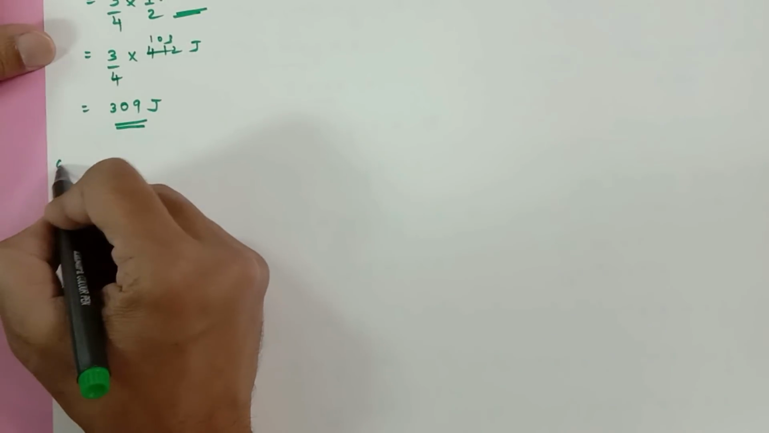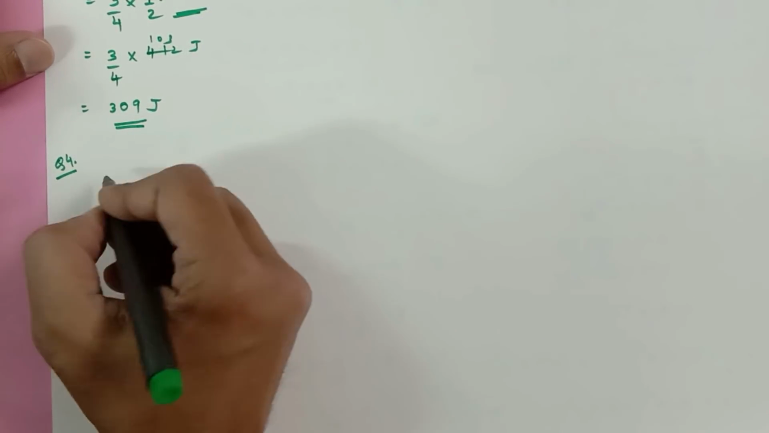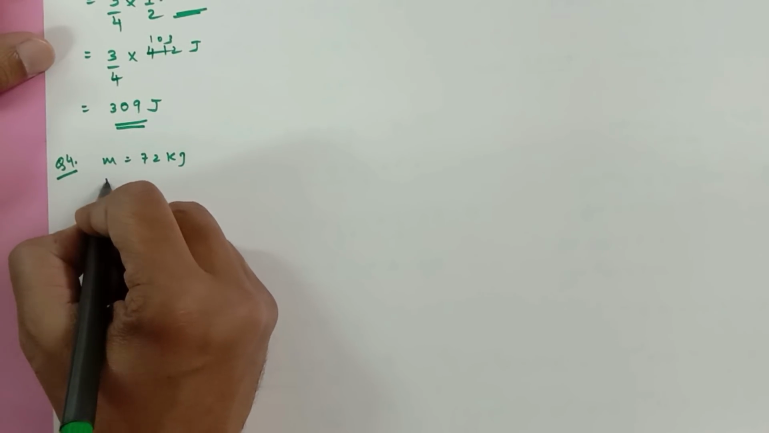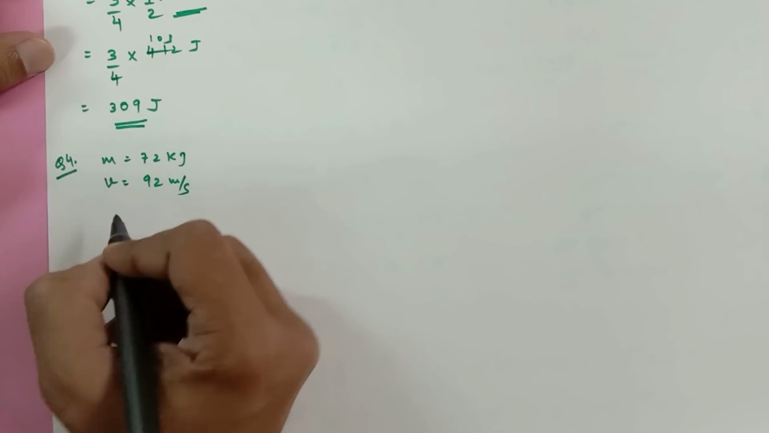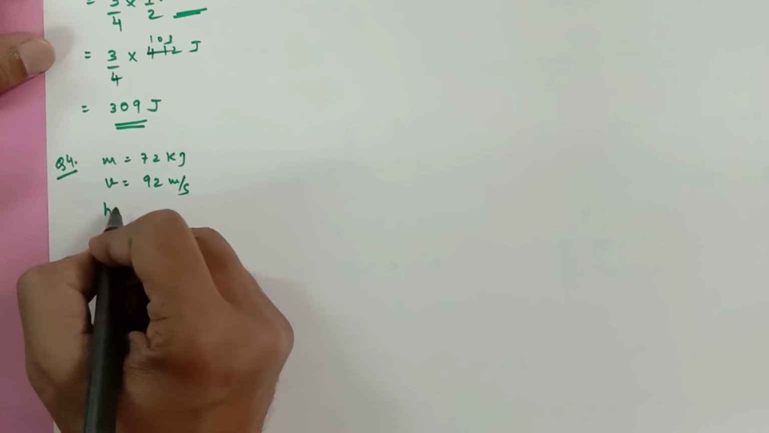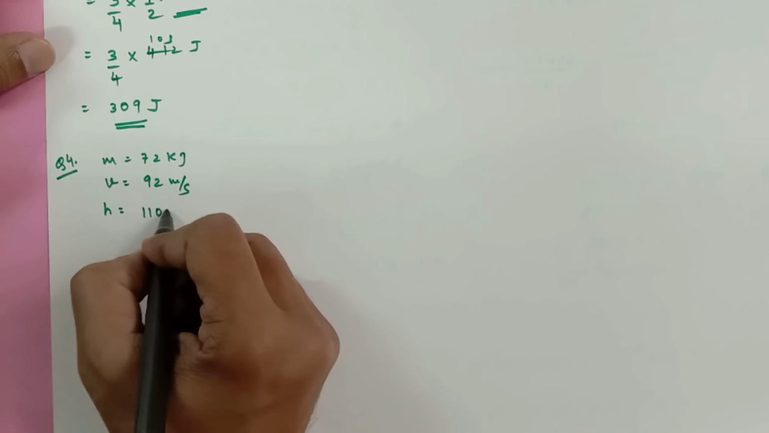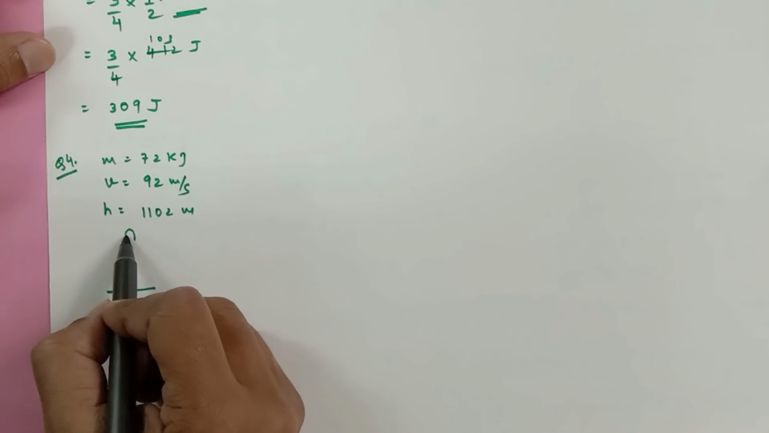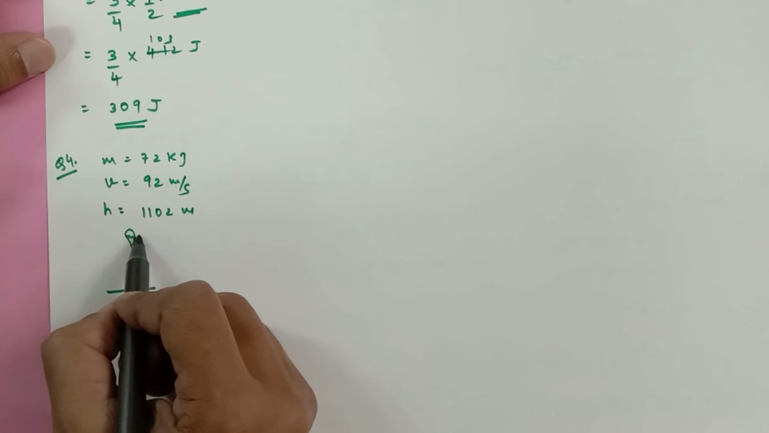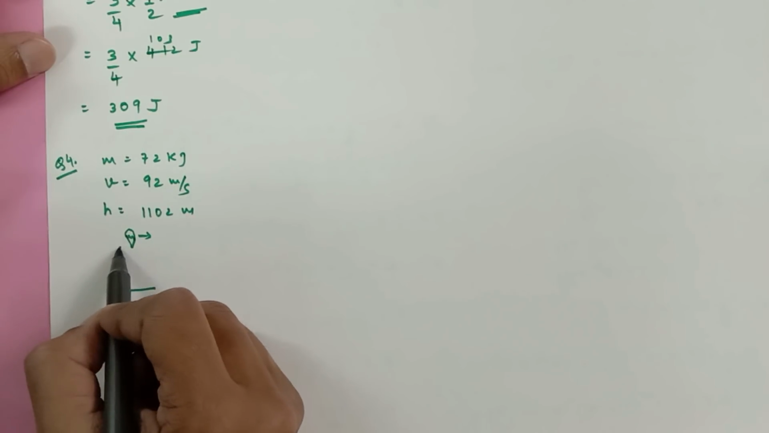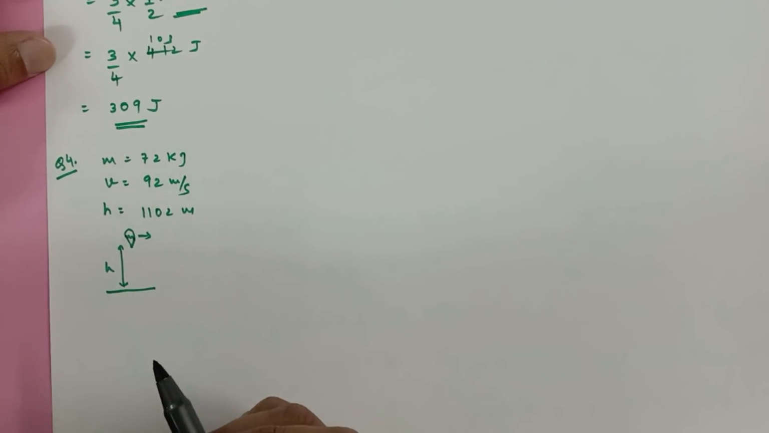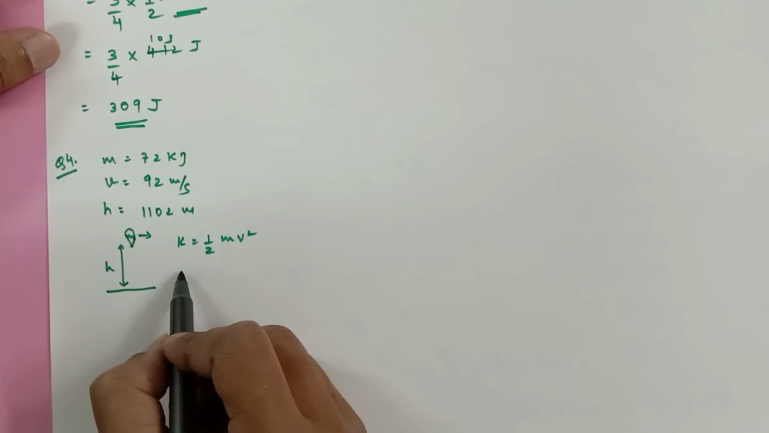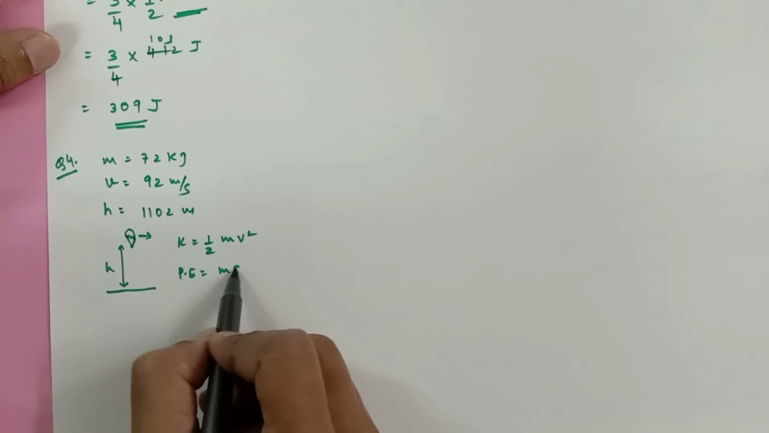So in question number 4, the mass is given as 72 kilogram, the speed is 92 meter per second, and the height above the ground is 1102 meter. So, people, you can assume a parachute to be like this, and the speed of the parachute is 92 meter per second, and it is at a height h like this one, right? Kinetic energy is equal to half mv square, and potential energy PE is equal to mgh.